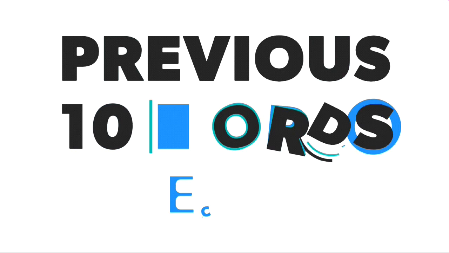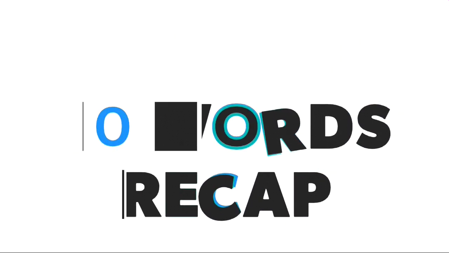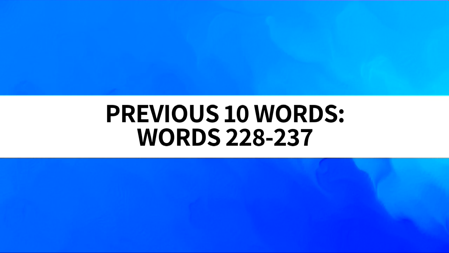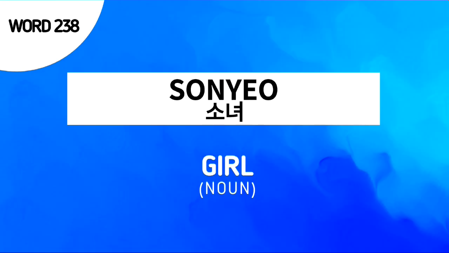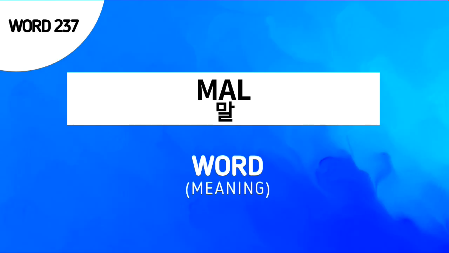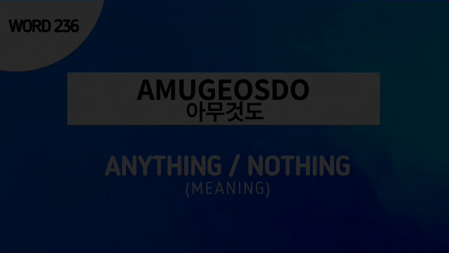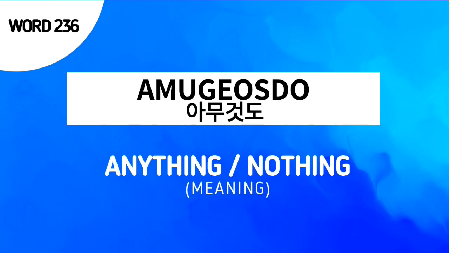Now let's proceed to the previous 10 words recap. As of now, the previous 10 words are words number 228 to 237. But don't forget our word for today, word number 238, Sonyo, which means girl. Word number 237 is mal, which means word. Word number 236 is 아무것도, which means anything or nothing.